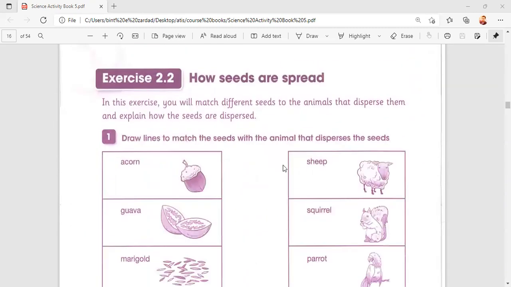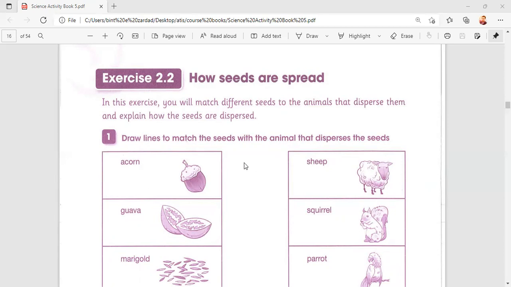Okay, lesson 2.2, how seeds are spread, how seeds are dispersed. What is dispersed? The process of spreading the seed away from the parent plant. In this exercise, you will match different seeds to the animal that disperses them. So let's start.